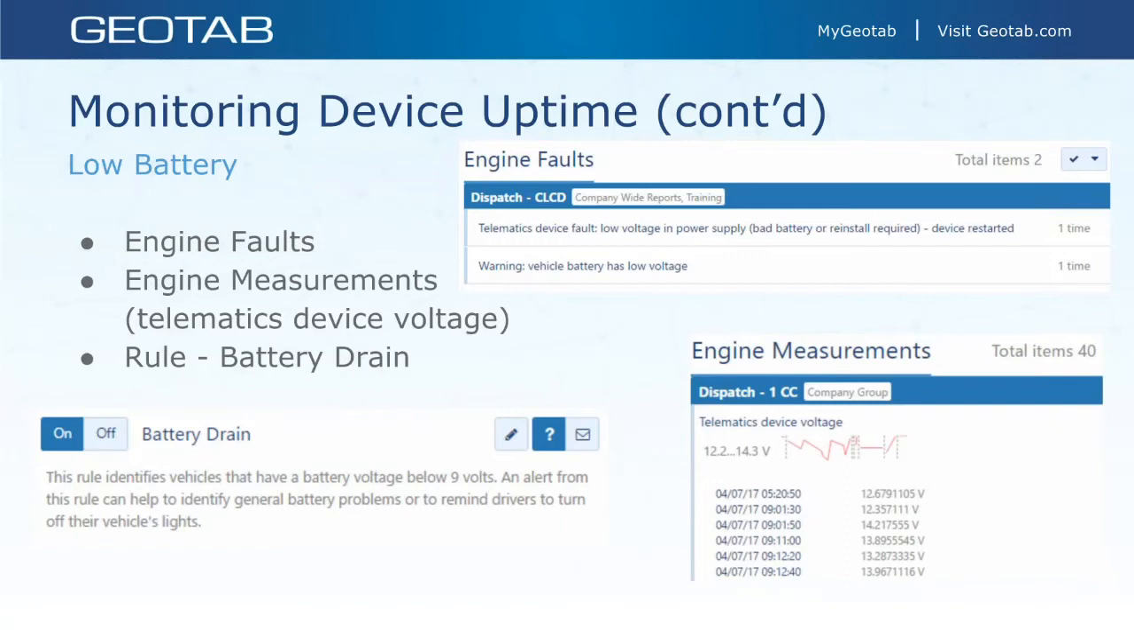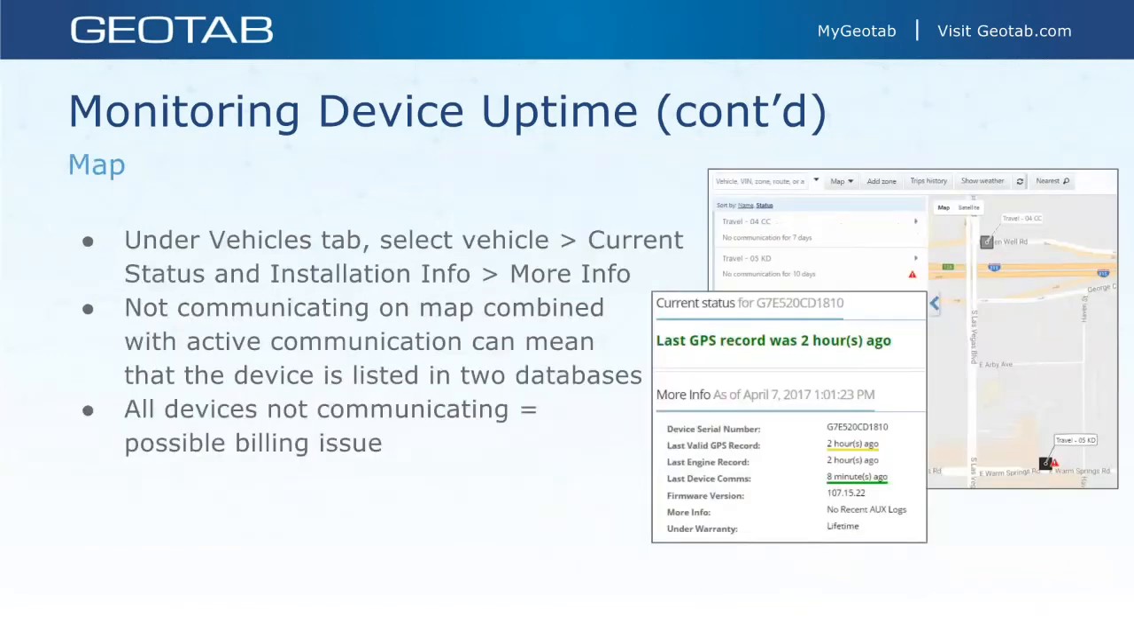You also have a rule set up for battery drain. This is in your list of stock rules. This is one that I highly recommend that you turn on an email notification for, because a low battery is going to take a vehicle off the road, and those costs that I mentioned earlier. So 3 different ways that you can monitor the battery level of your vehicles.